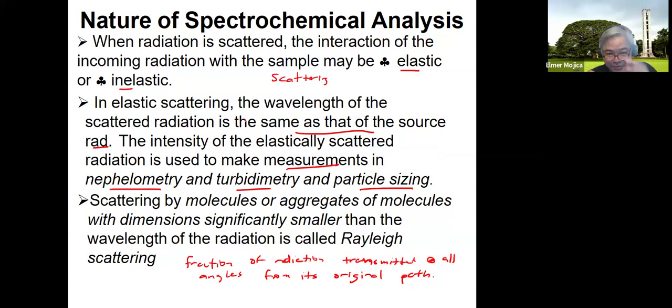But all of them have something to do with elastic scattering. So particle sizing, you use it to measure the size of the particle depending on how they scatter light. But nephelometry and turbidimetry, where do you use these? Is this the first time you heard this term?